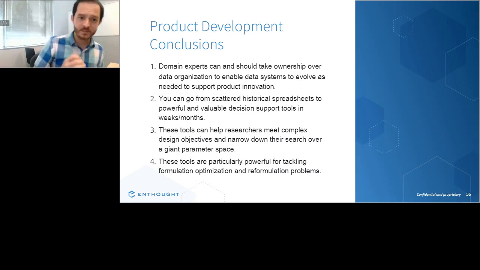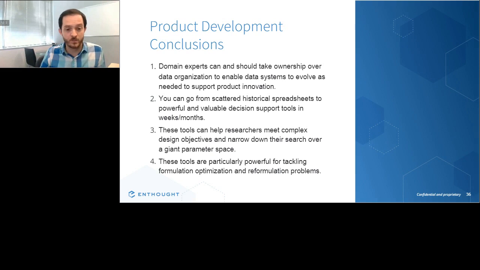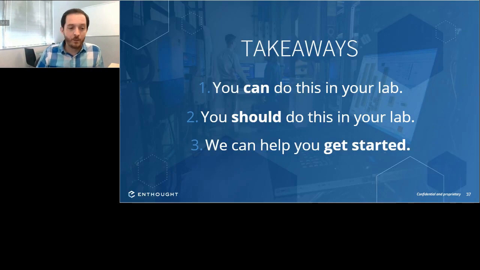Okay, so with this in mind, to conclude, domain experts can and should take ownership over their data organization to ensure that these systems evolve and deliver value to solve the problems they have in the lab. You can go from scattered historical spreadsheets, which I had, to powerful and valuable decision support tools in weeks and months. These tools can help researchers meet complex design objectives and narrow down their search over a giant parameter space. These tools are particularly powerful for tackling formulation optimization problems. The final thing I'll say is, you can do this in your lab, and you should do this in your lab. And if you're interested, we can help you get started.